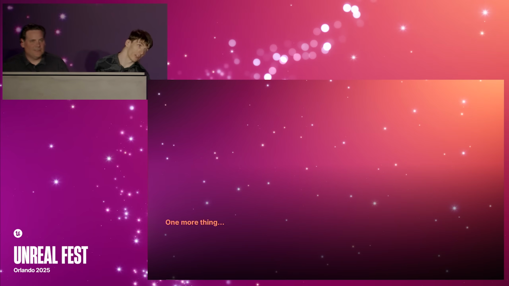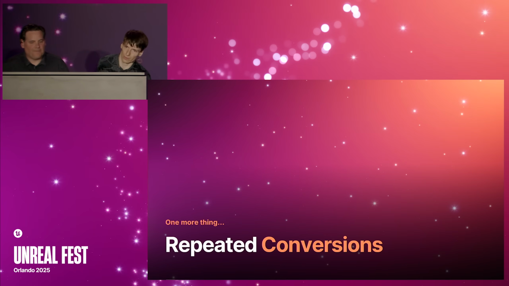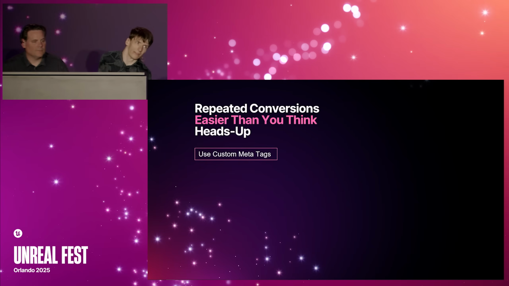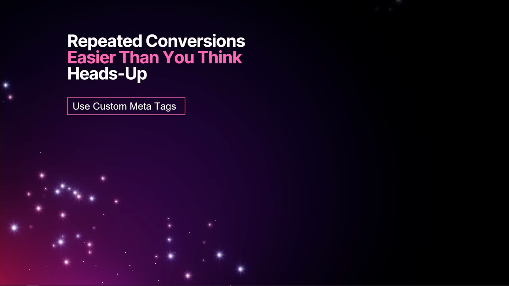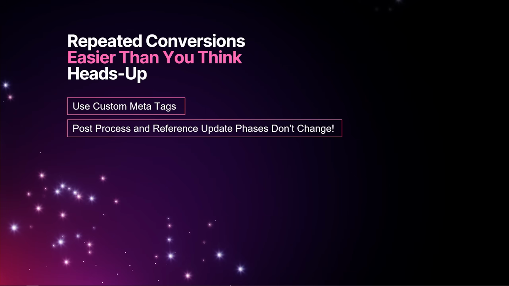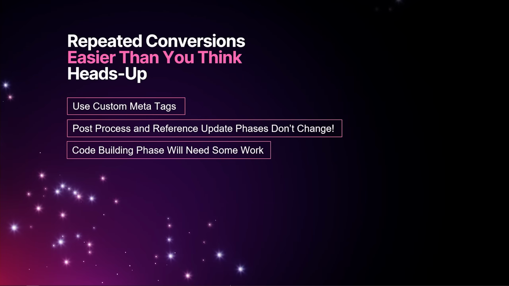But there's some cool stuff you can do now as well. Yeah. So we are allowing designers to iterate during conversion. That was a requirement for us. Here's some tips to make that work. Build the context data only for the newly added blueprint types. Remember that tag? Use that to detect it. Yep. Post-process and reference update don't change at all. The code building, you do need to figure out where to put the new code. Don't build a C++ parser. Keep it simple.